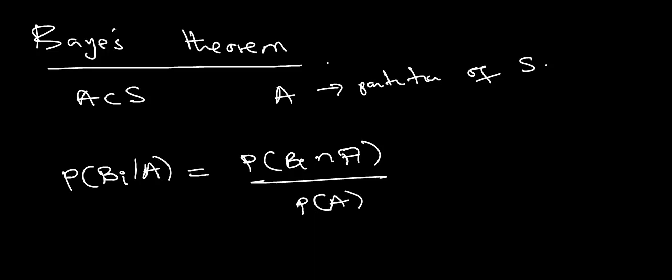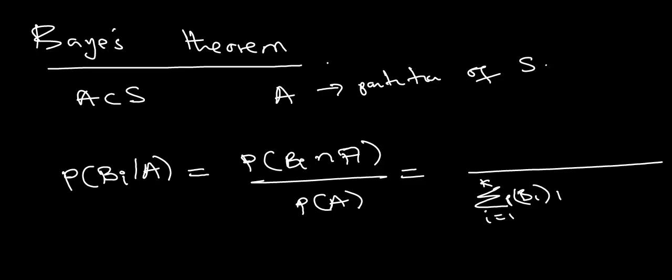Now, according to the previous theorem, the baby step before Bayes' theorem, we're saying the probability of A is equal to, it's like the sum, right? The sum, according to this up to the K. So we say it's the probability of Bi times the probability of A given Bi. So this is where the Bayes' theorem comes from.